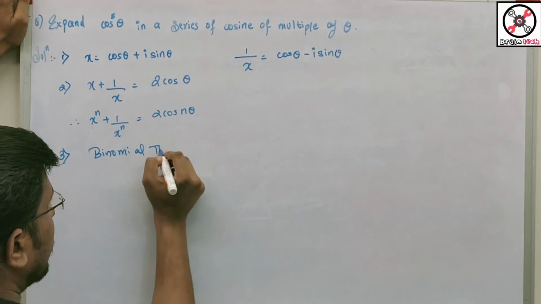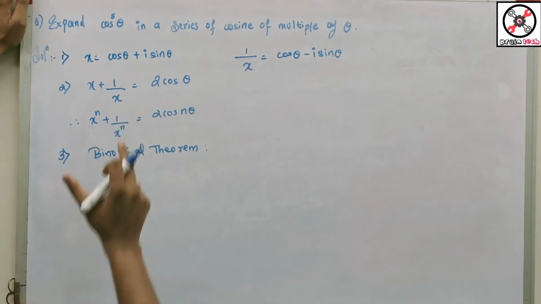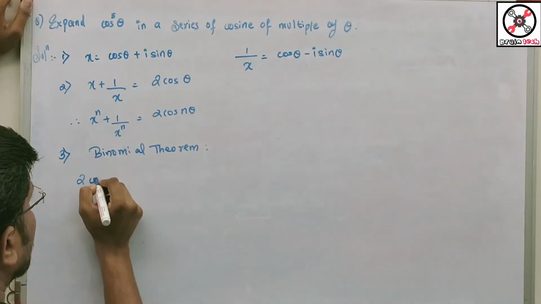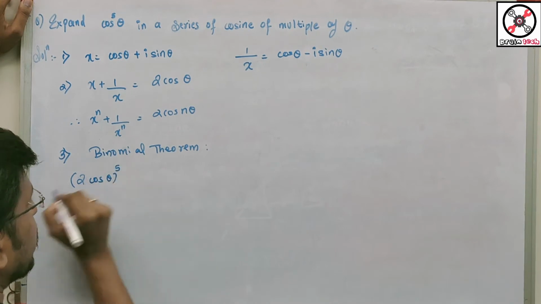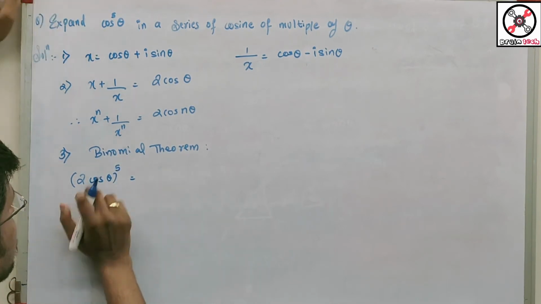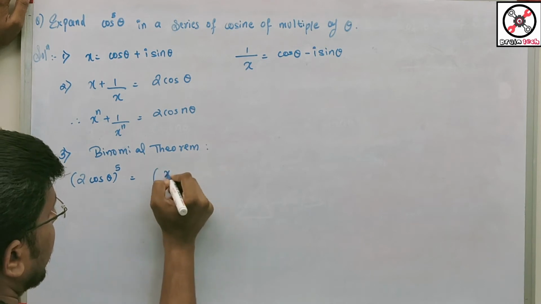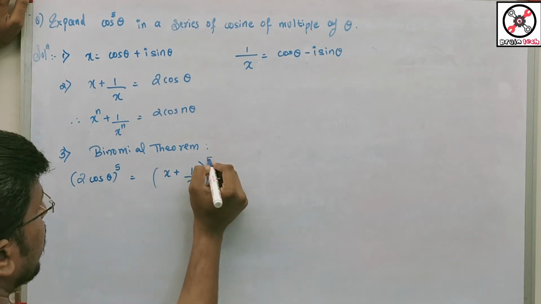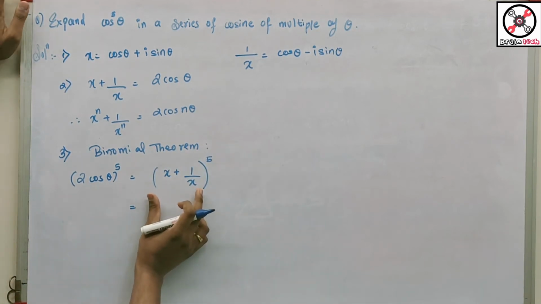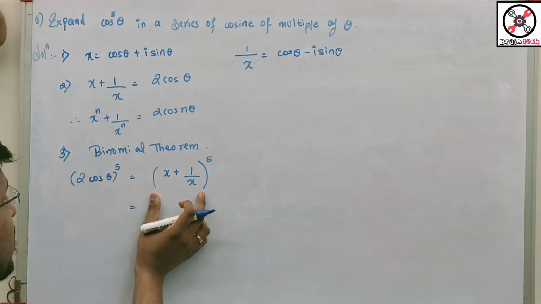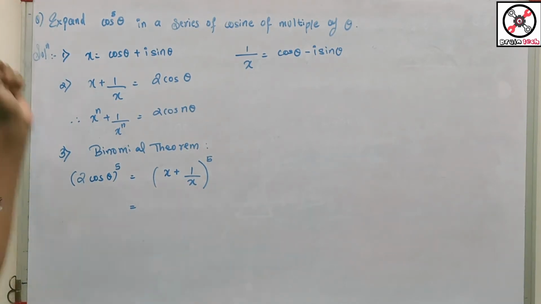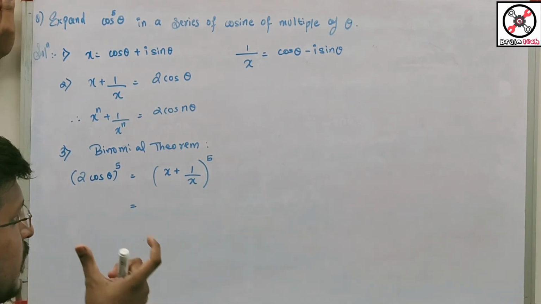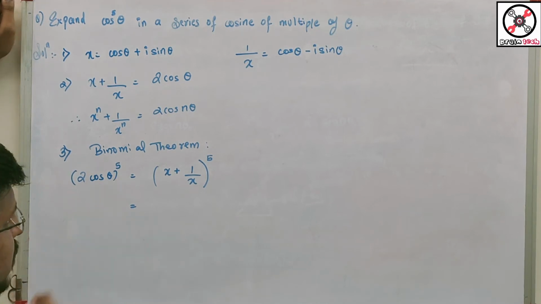So we'll write the binomial theorem. Now how to use the binomial theorem? Now cos raised to 5 theta it is. So for the cos term, 2 cos theta the whole raised to 5 equals x plus 1 by x raised to n, where n here is 5. Now we will expand this, x plus 1 by x raised to 5, in terms of the binomial theorem.